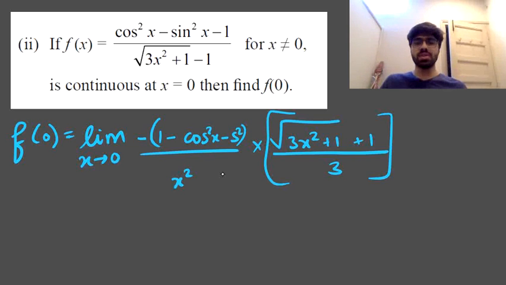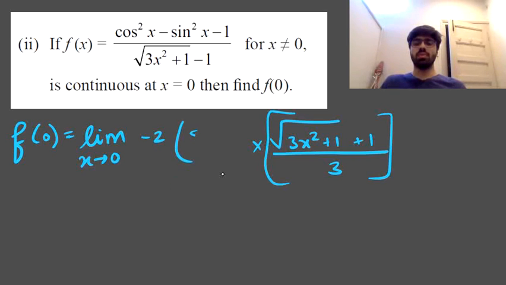Okay, so what we can do is, we have 1 minus cos square x plus sine square x after pulling out that minus common, and 1 minus cos square x will be sine square x. So 1 minus cos square x will be written as sine square x. Sine square x plus sine square x will be 2 times sine square x. So we have minus 2 sine square x as the numerator, and we can rewrite that as minus 2 into sine x upon x the whole square.